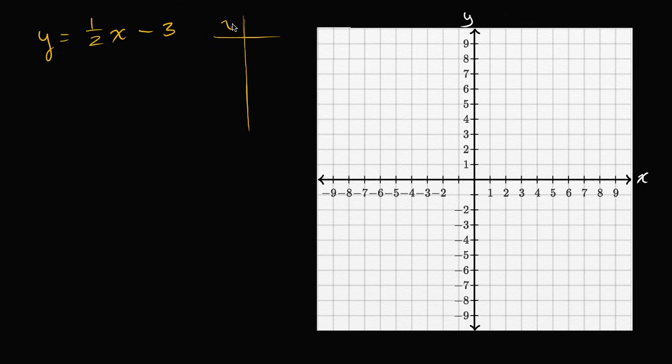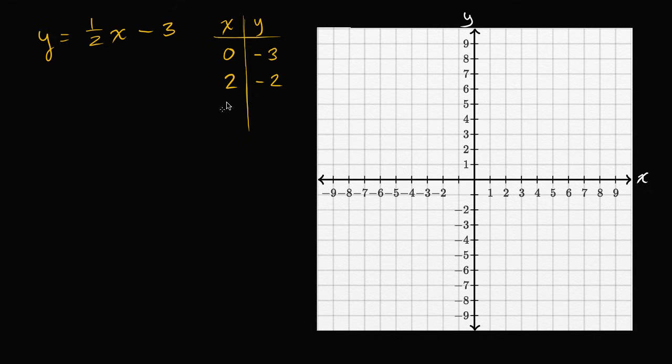So let's set up a little table here, x comma y. And then we could just try out a couple of x values and then figure out what the corresponding y values are. I'm going to pick x values where it's going to be fairly easy to calculate the y value. So let's say when x is equal to 0, then you're going to have 1/2 times 0 minus 3. Well, then y is going to be negative 3. Let me try x is equal to 2, because then 1/2 times 2 is just going to be 1. So when x is equal to 2, you're going to have 1/2 times 2 is 1, minus 3 is negative 2.